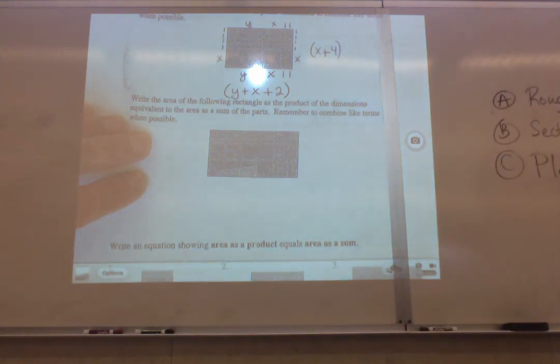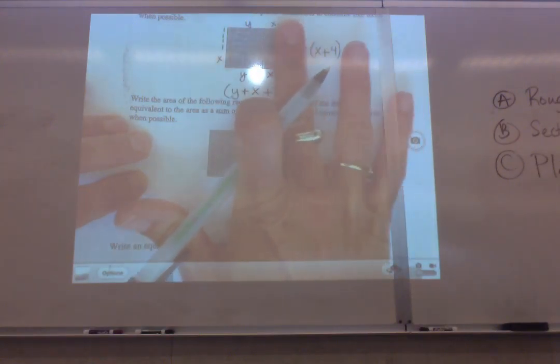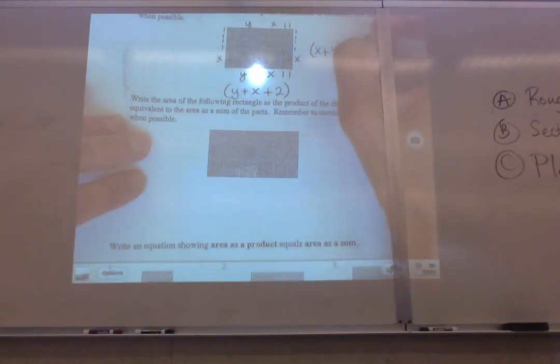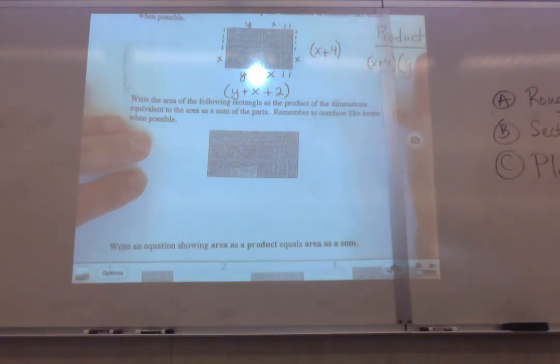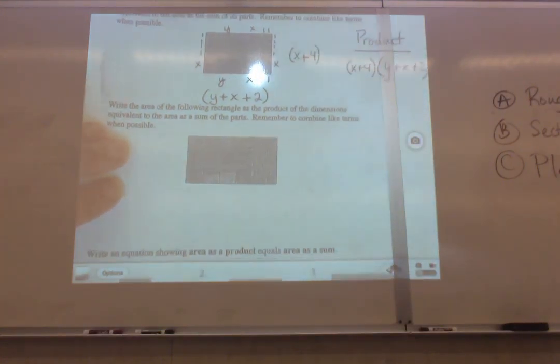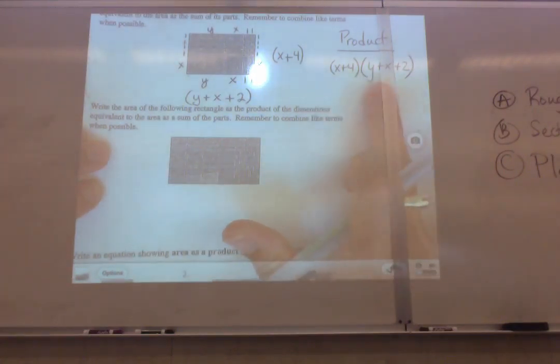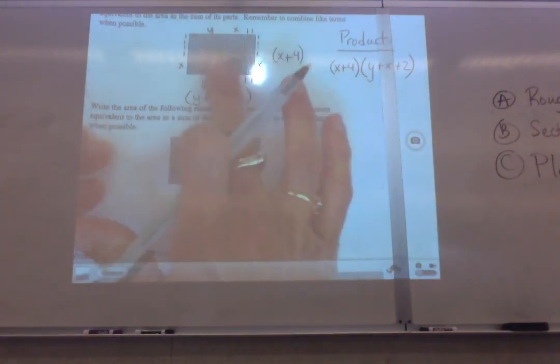So again, we're trying to learn how to multiply, and we're thinking about it in terms of what we know about area. One way to represent the area of this rectangle is by product. I'm going to take those two, X plus 4 as an expression, and Y plus X plus 2 as an expression. So this is one version of a way that we could write the area of this rectangle.